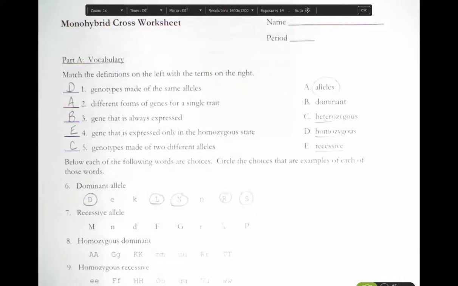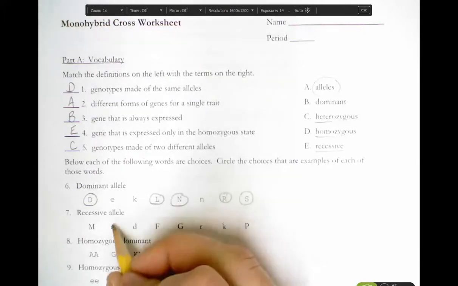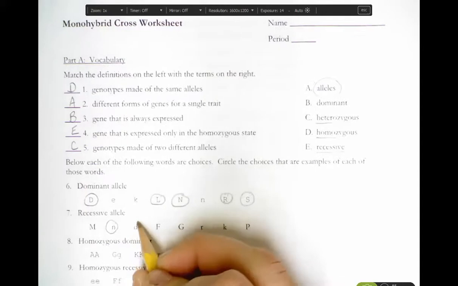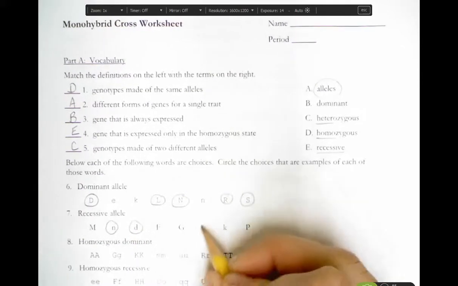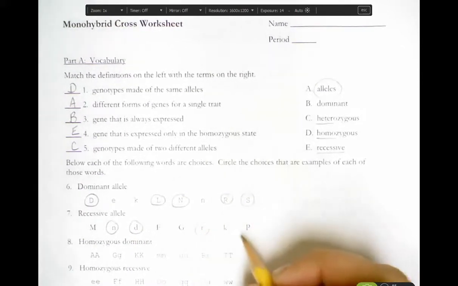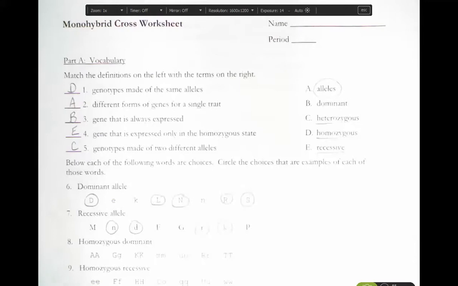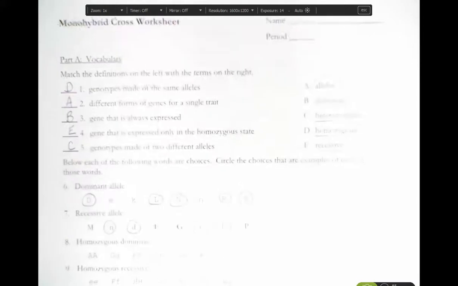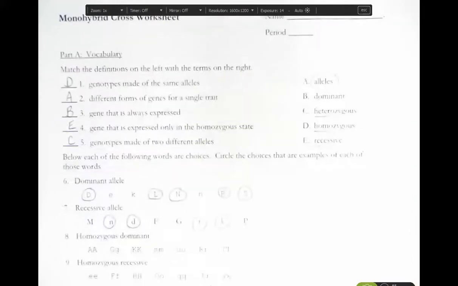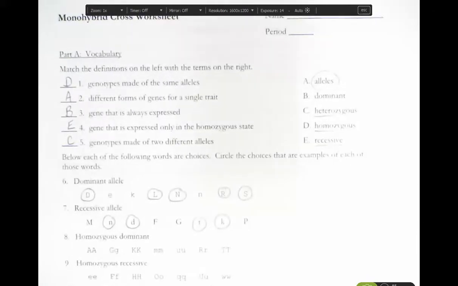Recessive alleles are always written as a lowercase letter. So we should have circled lowercase n, lowercase d, lowercase r, lowercase k. So now we've got some examples of recessive and dominant alleles and how they are written.